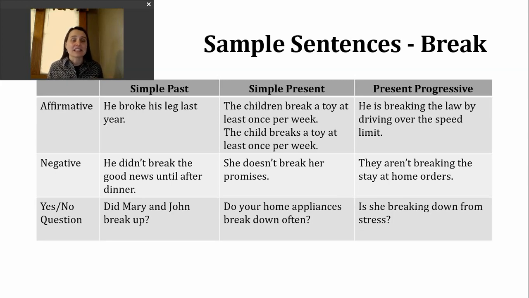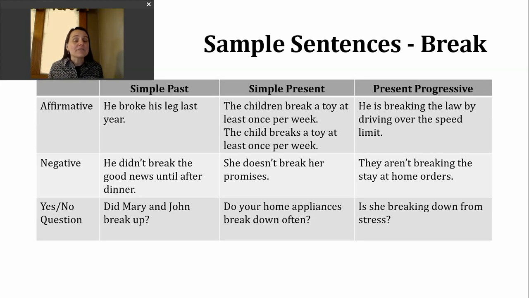And to make the negative in simple past tense, we're going to use did not and then the base verb. Okay? Here's an example sentence. He didn't break the good news until after dinner. This sentence relates back to the third definition we discussed earlier in this video about breaking news.